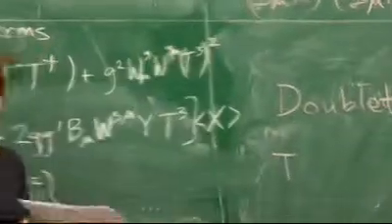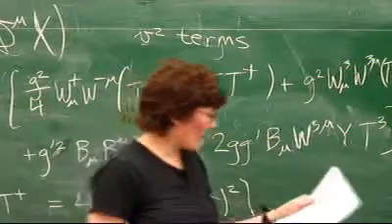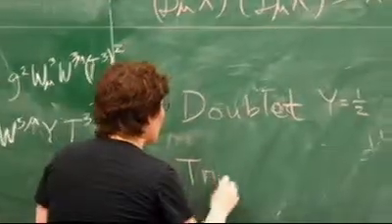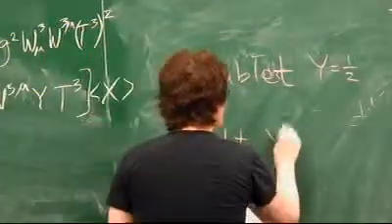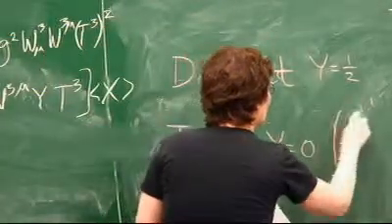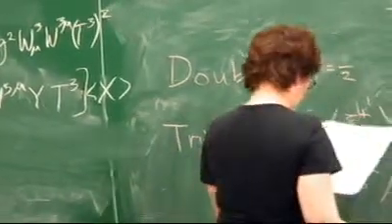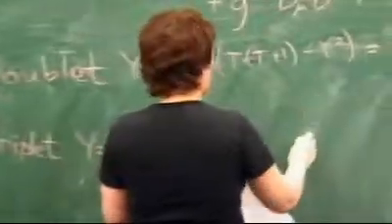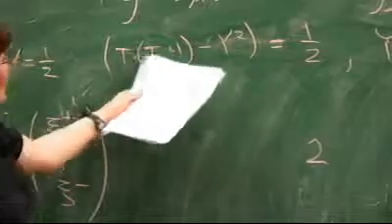Okay. For the triplet, sorry, there are two triplets I can write down that have a neutral component. I can write down a triplet with hypercharge 0, and then the middle component will be neutral. So this will look like the following. Okay. This first term here, T(T+1) minus Y squared, is going to be equal to 2 in that case, because T is 1, 1 times 2 is 2. Y is 0. Okay? And this Y is 0. Right?